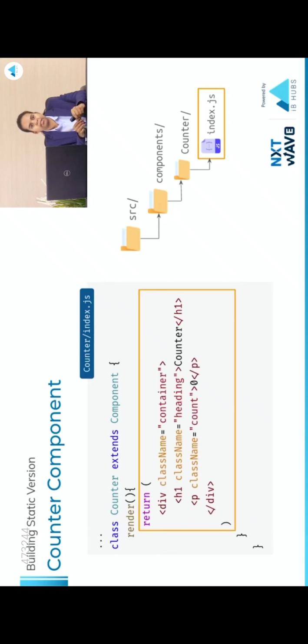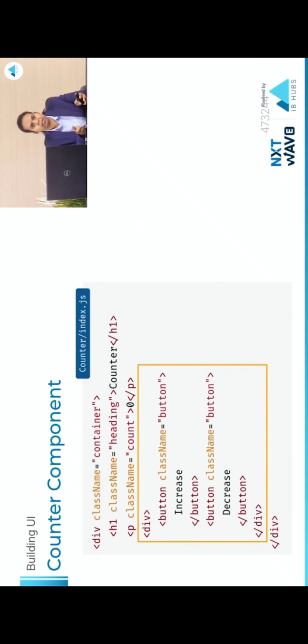Next, we are building the static version, right? So that is the UI part of it. We need a container in which we'll have the counter heading, and below that we need the paragraph element where we'll mention the count 0, 1, 2, 3, that count text. There you can see we have that heading and the paragraph. And also we'll add the buttons, the increase and the decrease buttons.